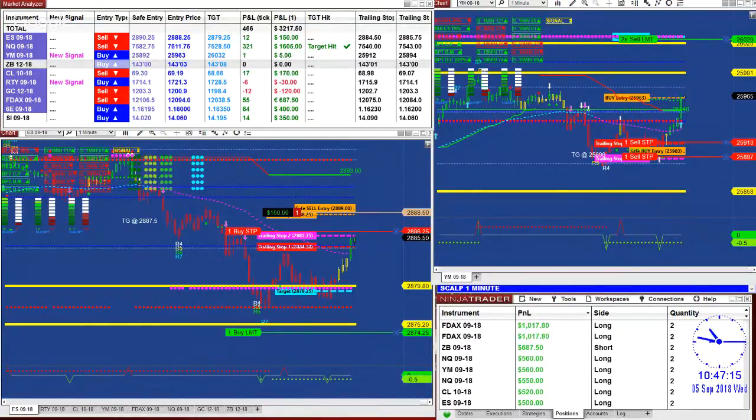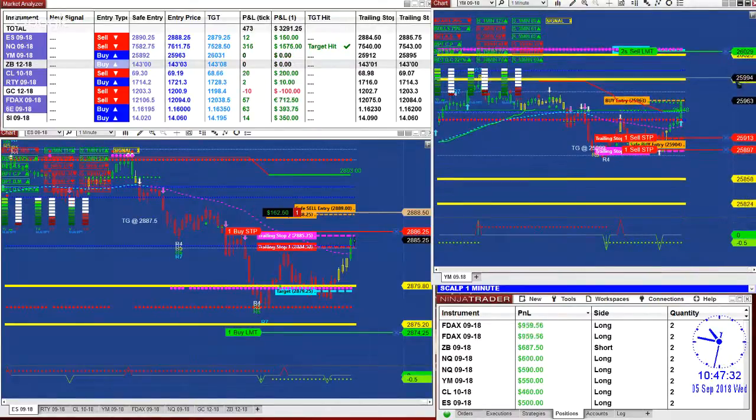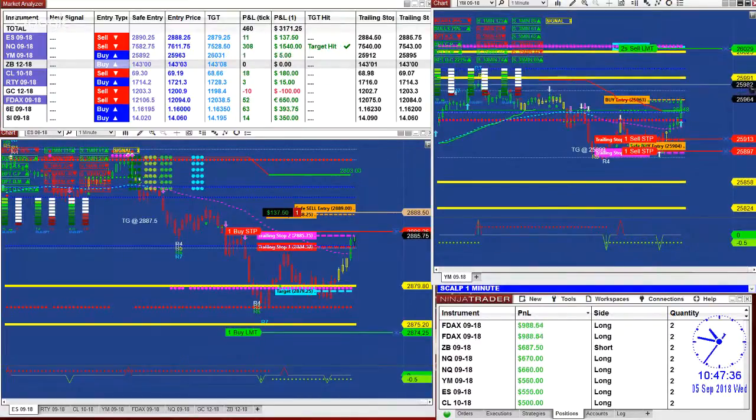We have a new signal on the YM. The entry is 963, and the target is 2631 is right there. The chart is a bit different.